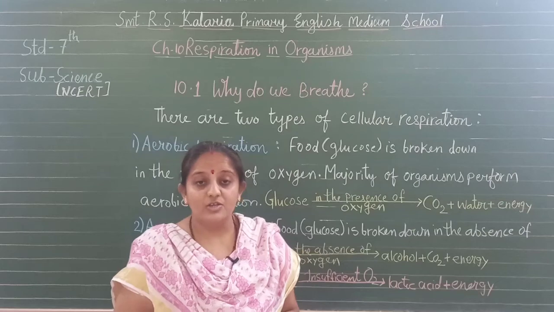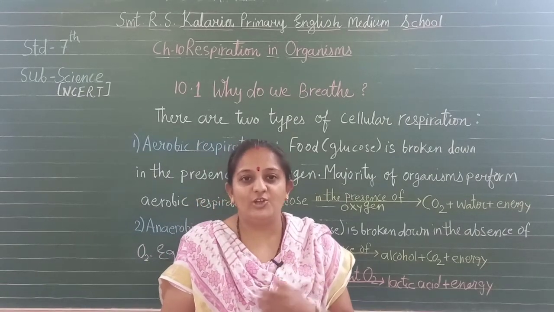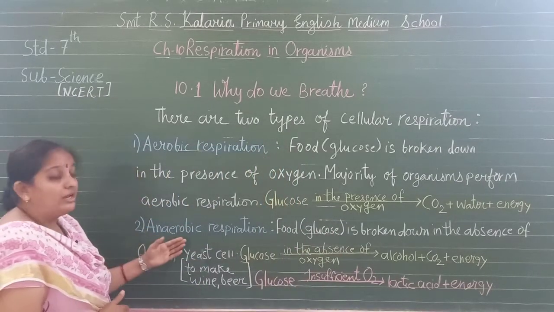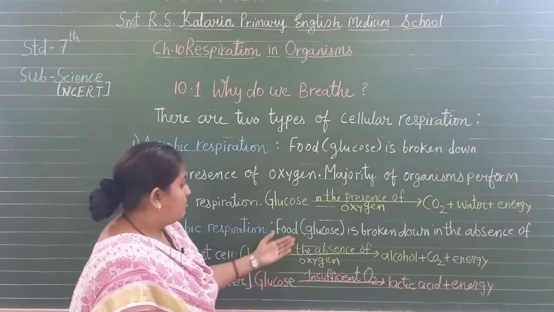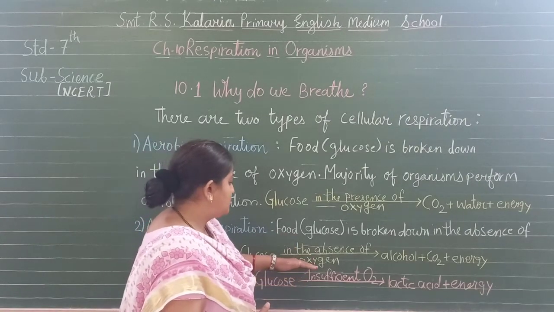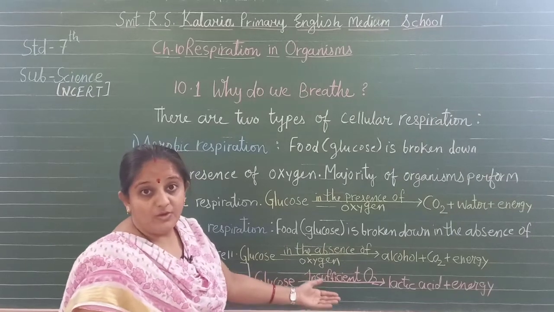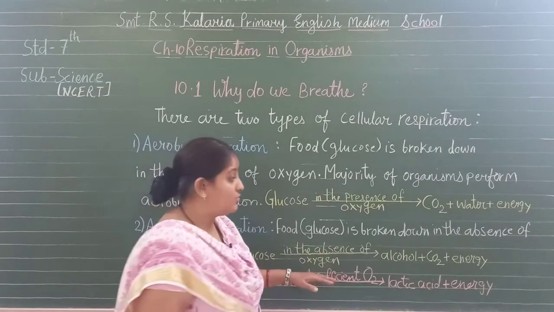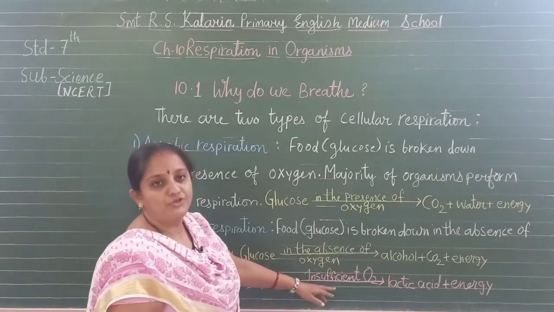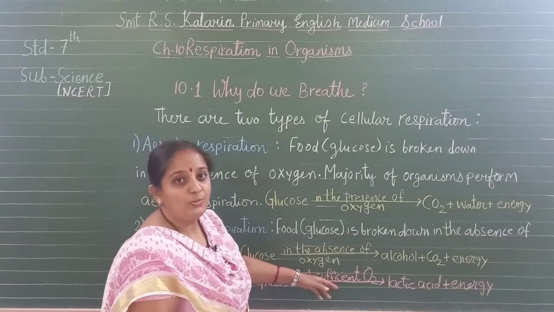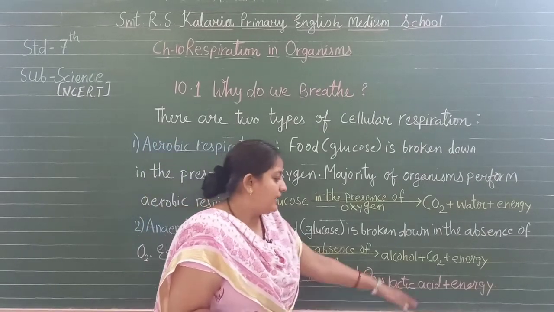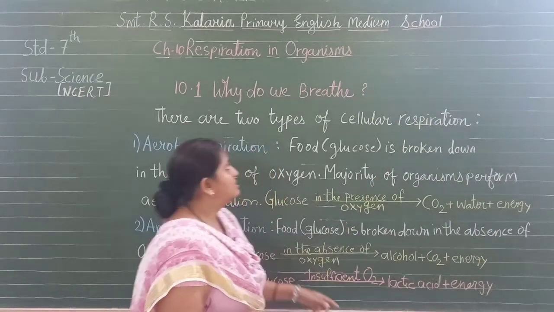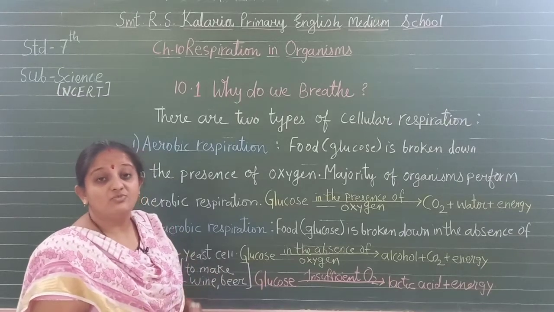Carbon dioxide, water and energy are released. So this is about cellular respiration and the two types of respiration, aerobic respiration and anaerobic respiration, the breakdown of food in the absence of oxygen. When our muscles cramp, muscles can respire in the absence of, or we can say insufficient amount of, oxygen. At that time accumulation of lactic acid is released with the energy. So this is why we need to breathe.